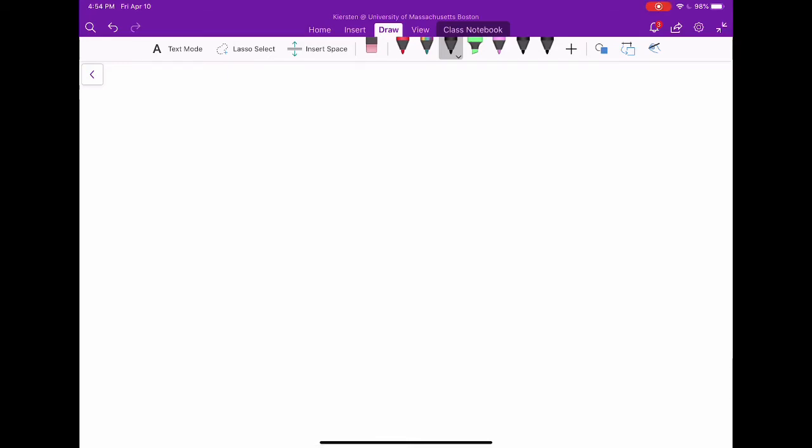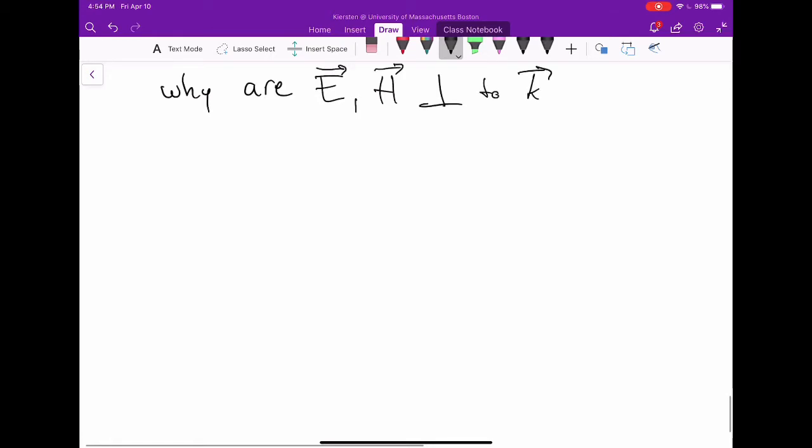So the second example that we're doing for uniform plane waves explains why E and H are perpendicular to the direction of propagation for these plane waves. So why are E and H perpendicular to the direction of propagation? I'm going to start writing k as a vector, meaning it has magnitude, the wave number k, and it points in some direction that is the direction of propagation.